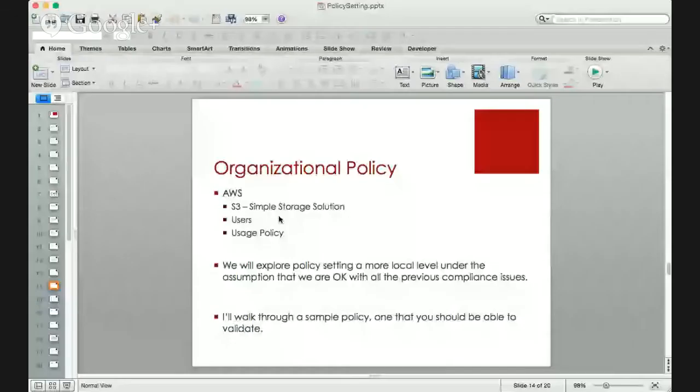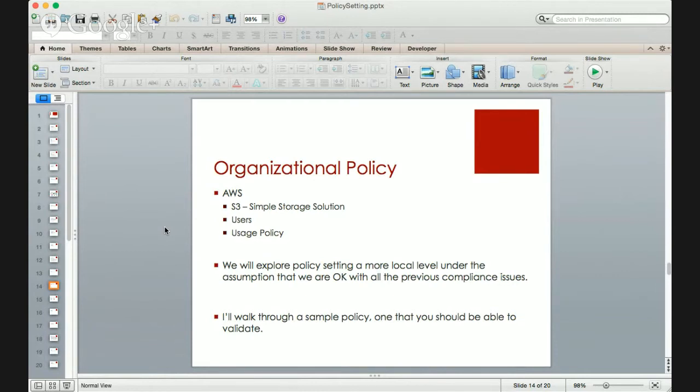All right, so let's move into policy. Organizational policy, so policy on the cloud infrastructure. Policy is going to be a way that you implement the regulatory environment. Regulatory is going to sit at a higher level, and policy is how I actually implement.